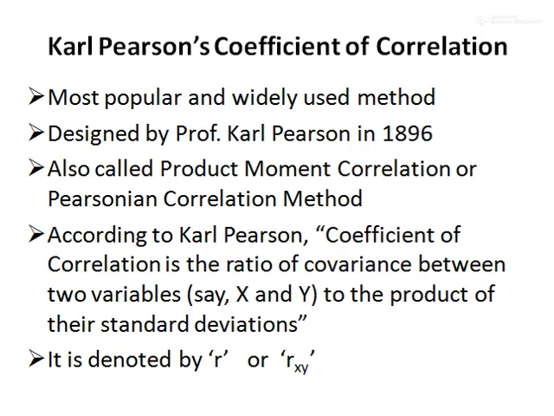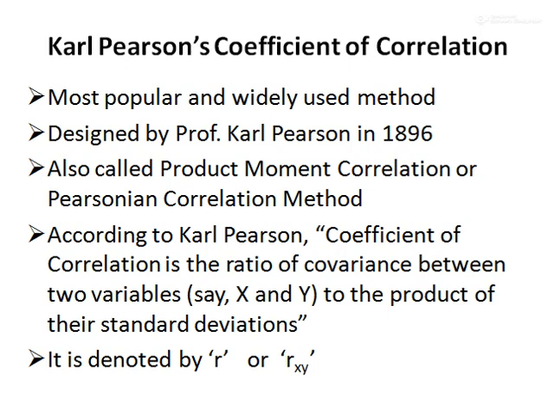Karl-Pearson's coefficient of correlation is the most popular and widely used method for correlation analysis. It was designed by Professor Karl-Pearson in the year 1896. That is why this method is called Karl-Pearson's coefficient of correlation or Pearsonian coefficient of correlation. It is also called product moment correlation.